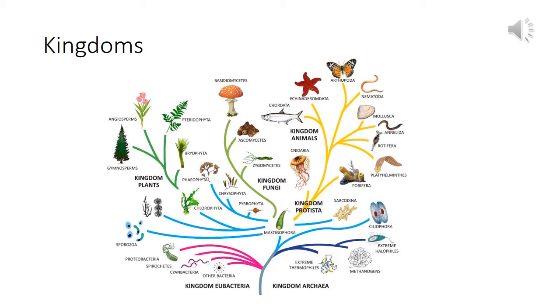Then we have the kingdom called Protista, which is kind of like a group of stuff we don't really know where to put. And then we have the bacteria, which we today divide into eubacteria and archaea. Cambridge only talks about bacteria, but it's good for you to know that all these bacteria are actually in two groups today, archaea and eubacteria.